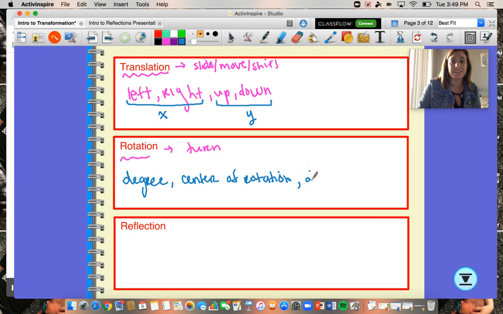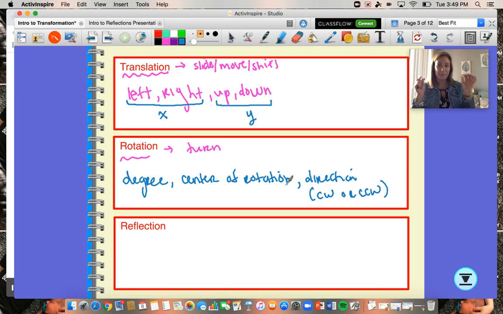And the direction, right? Is it clockwise or counterclockwise? And you'll get more into this. This will come up. This will have its own lesson. Don't worry. So clockwise is going to actually be a negative rotation, and counterclockwise would be a positive one, right? Just some interesting things to think ahead on.